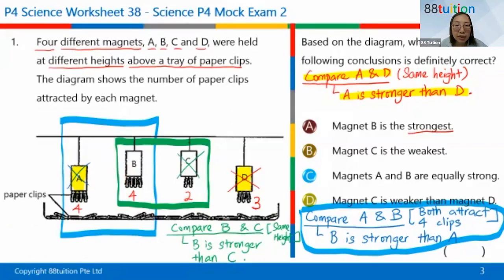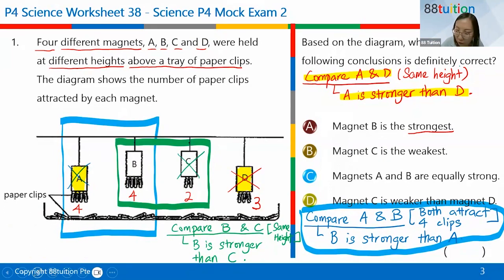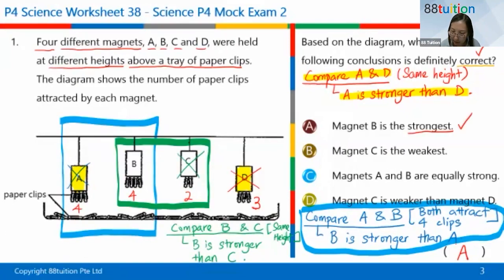Okay, let me update the attendance. So the answer is, they are asking for which one is correct. Okay, you will put a tick. So magnet B is the strongest. All right. Magnet C may not be the weakest. So we will know magnet B is the strongest.